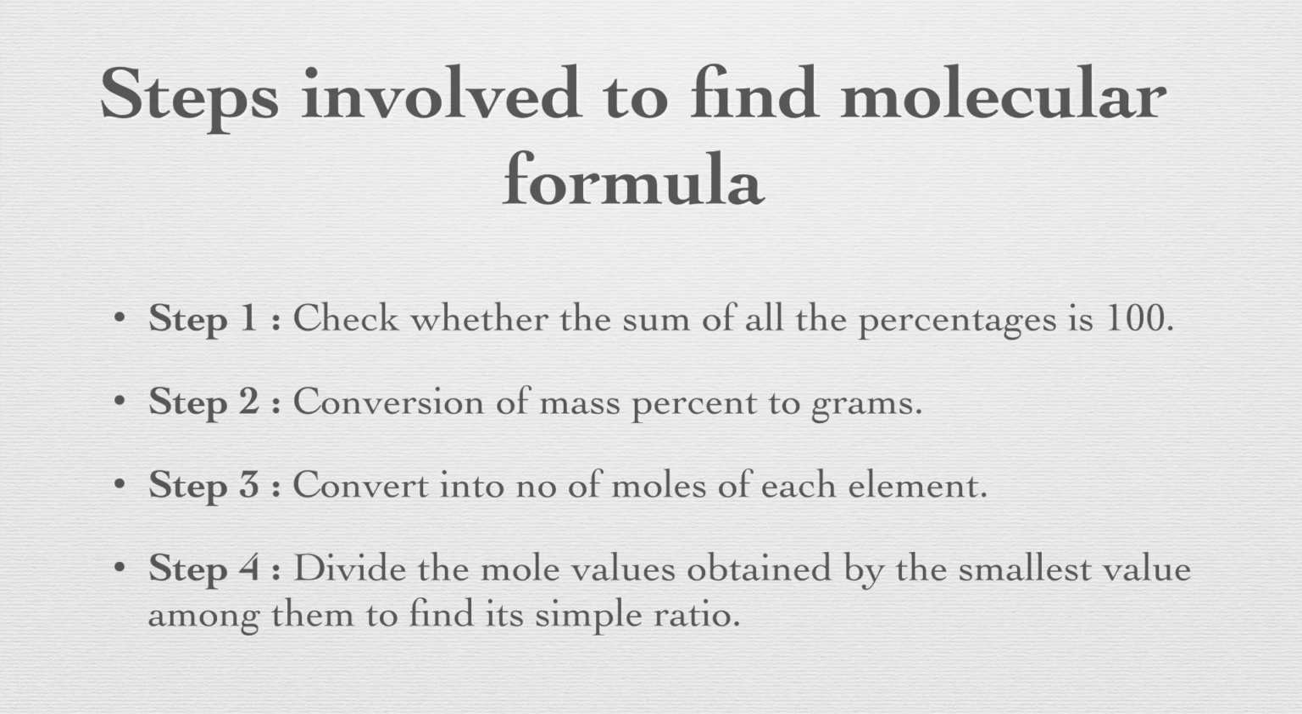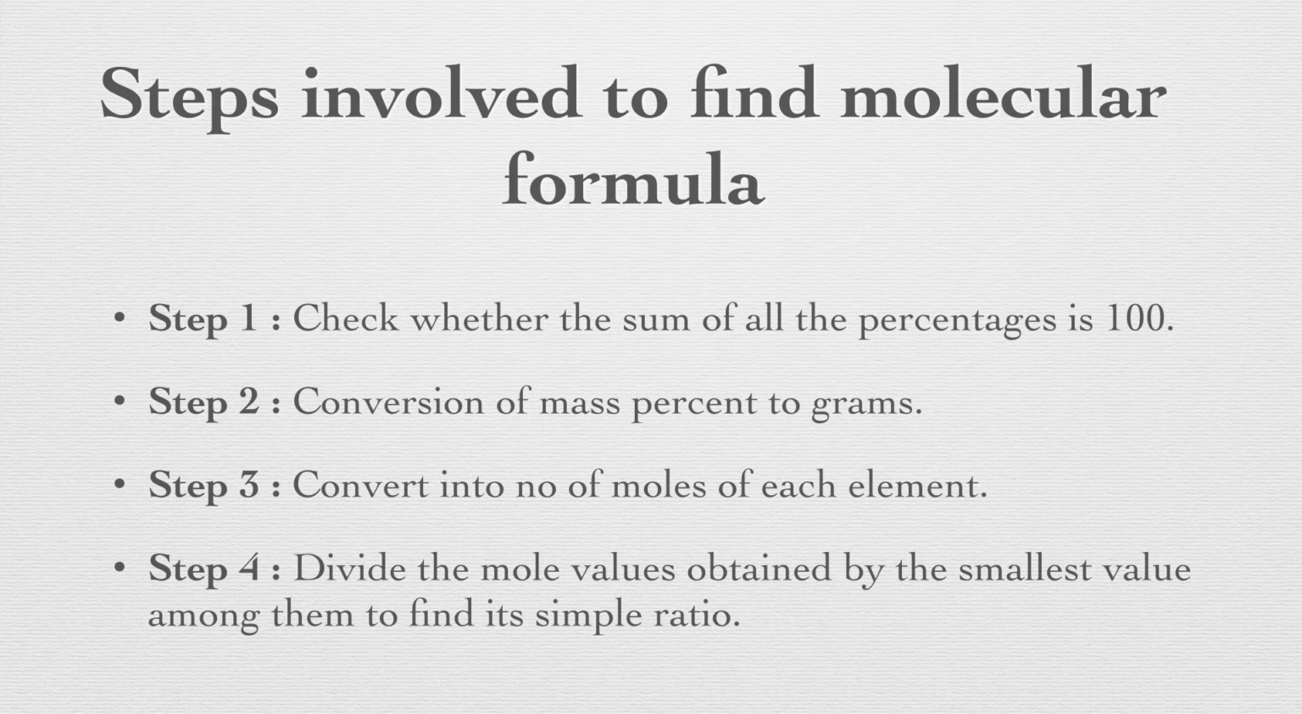Now we'll learn the steps involved in finding the molecular formula. First, we have to check whether the sum of all the percentages is 100. If the percentage composition is given to you, you have to sum the percentage composition of each element and see whether it comes to 100. If it does not come to 100, then the difference will be the percentage composition of oxygen.